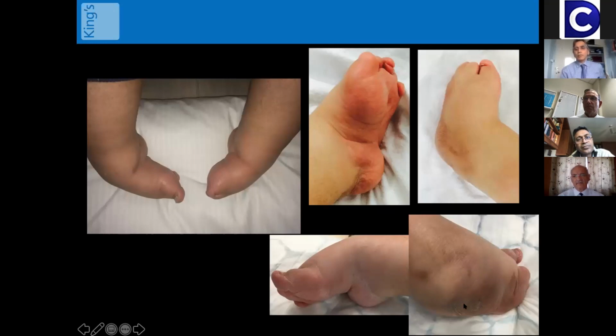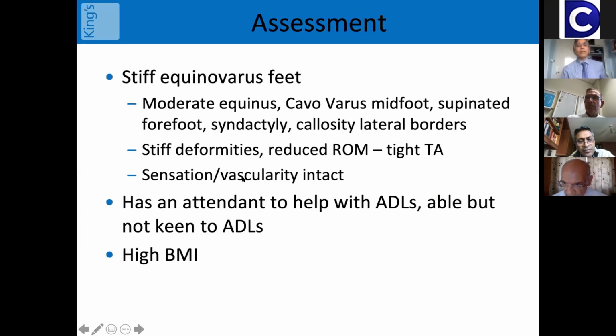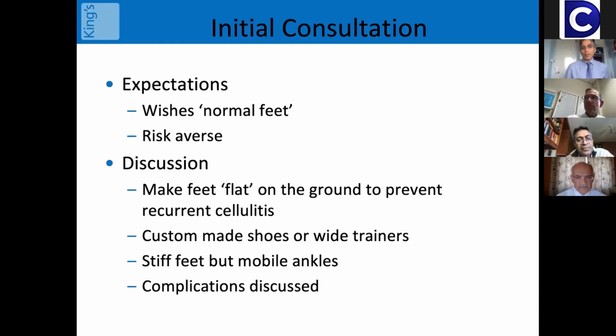And these are the sort of areas where she was developing cellulitis. And they were all stiff deformities, very little give in any of the areas, both hindfoot, midfoot, and forefoot. She has a high BMI and she has an attendant to help with activities of daily living. She's able to do them, but she's not keen to. So my consultation was to say, okay, we can get your feet flat on the ground. They might not look very pretty, but at least you should not have this recurrent cellulitis.